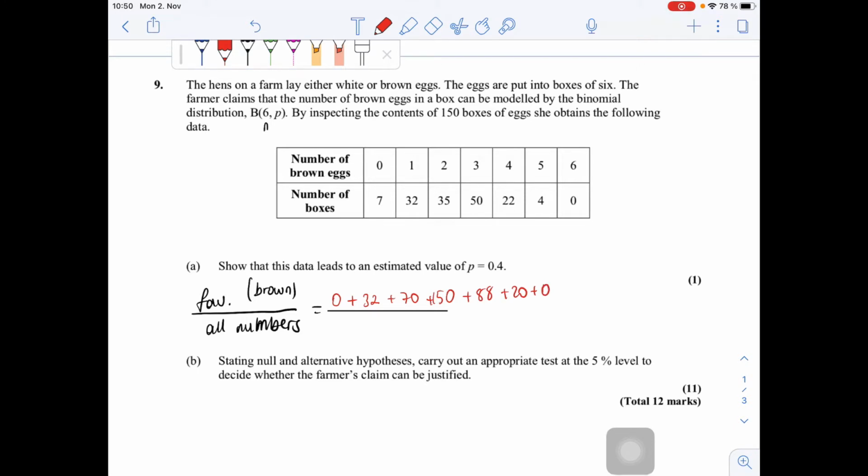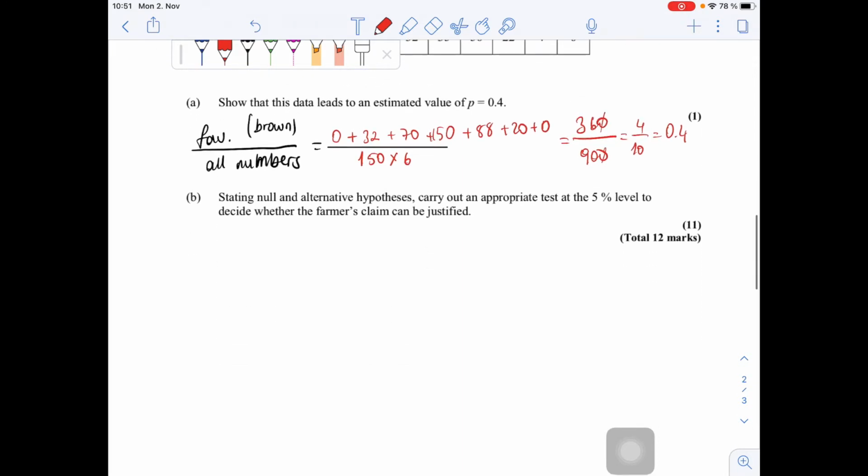So for all the numbers, we have 150 boxes times 6, which is equal to, and let's divide it by 9. It's much better. Divided by 9 is 4. Divided by 9 is 10. So what is the probability? 0.4. We showed that. Okay.